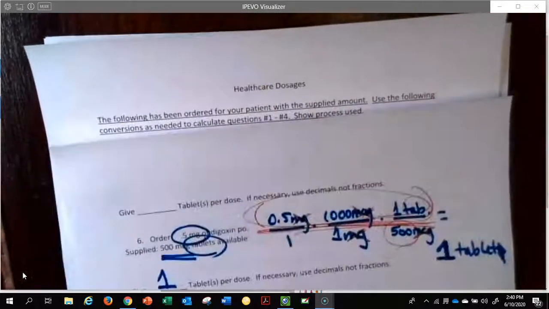So this concludes our lesson on healthcare dosages.